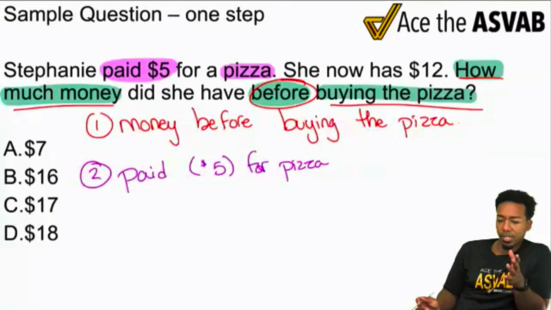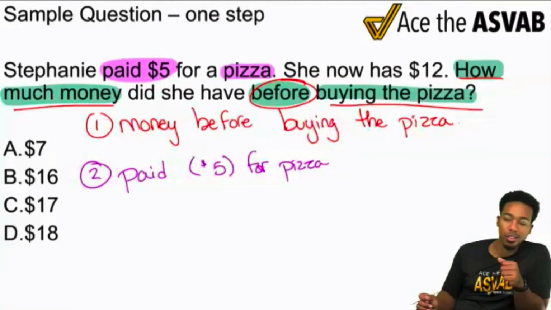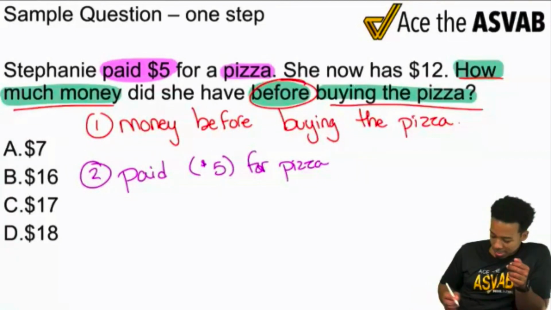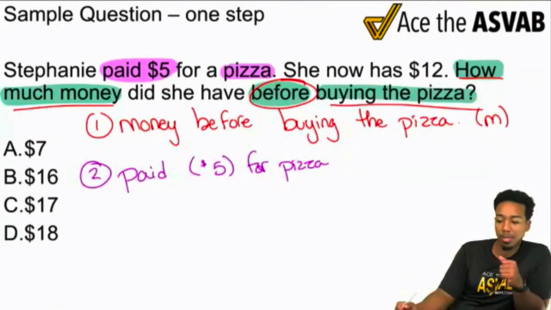P for pizza. X. I'm going to go with M, just to kind of follow the story here a little bit. I'm going to say M because we're talking about money. How much money did I have before buying the pizza?